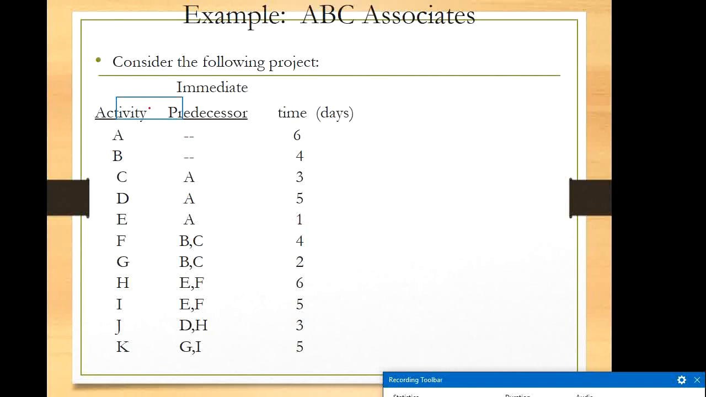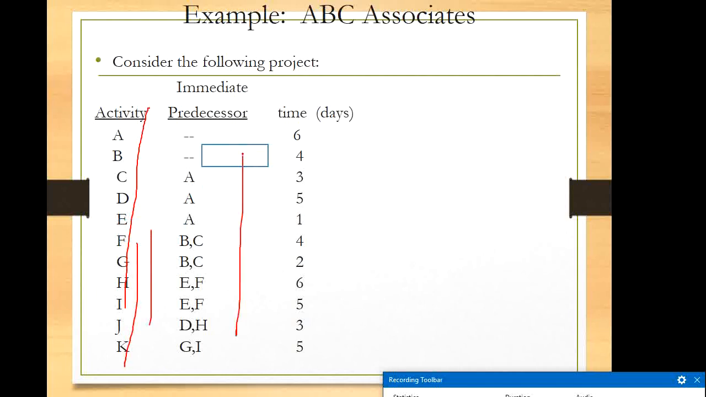So this is the list of activities. This is the predecessor relationship, the previous activity. That means for A nothing is there. For B nothing is previous. These are the beginning activities, A and B, with no preceding activities. But for C, A is the precedent. For D, A is the preceding activity. For E, again A is the precedent.